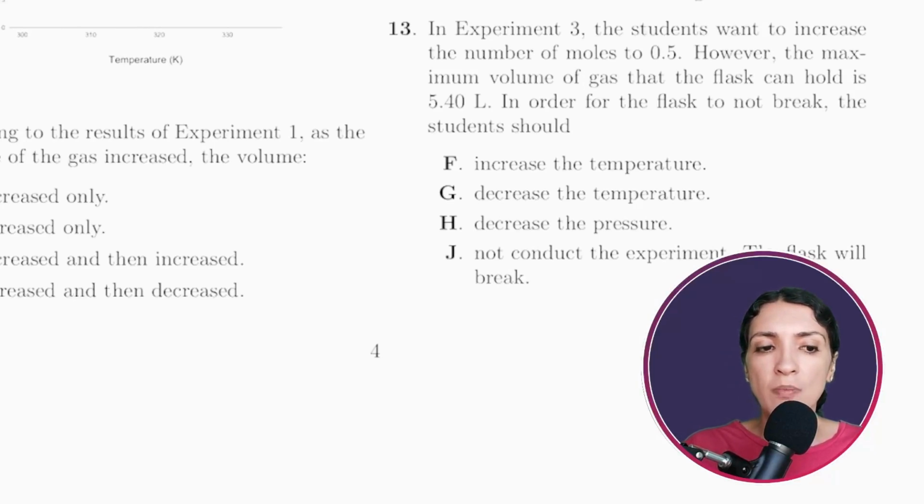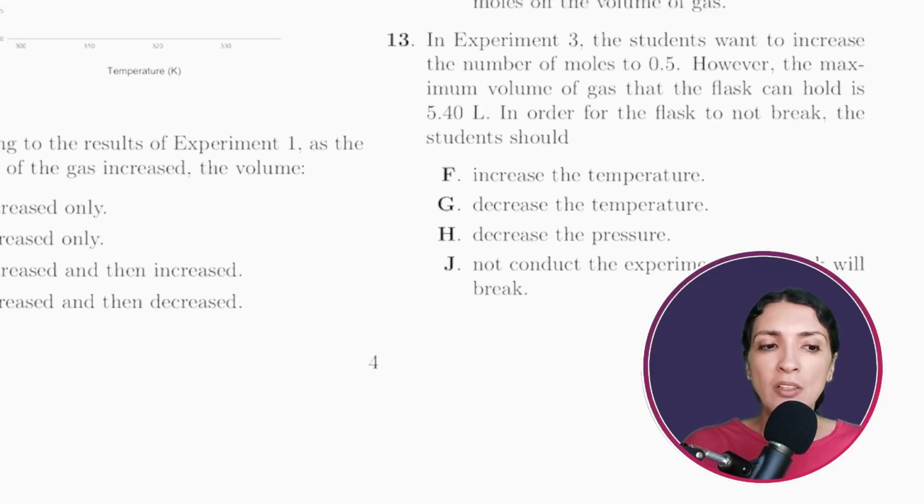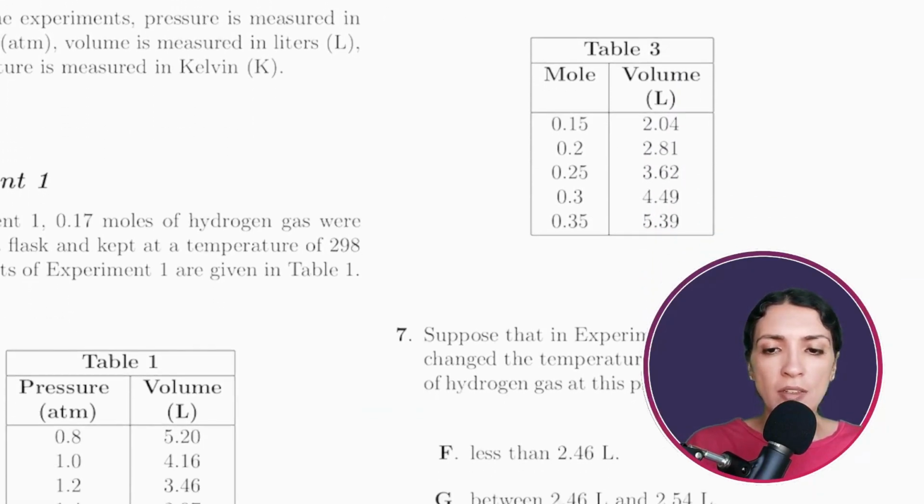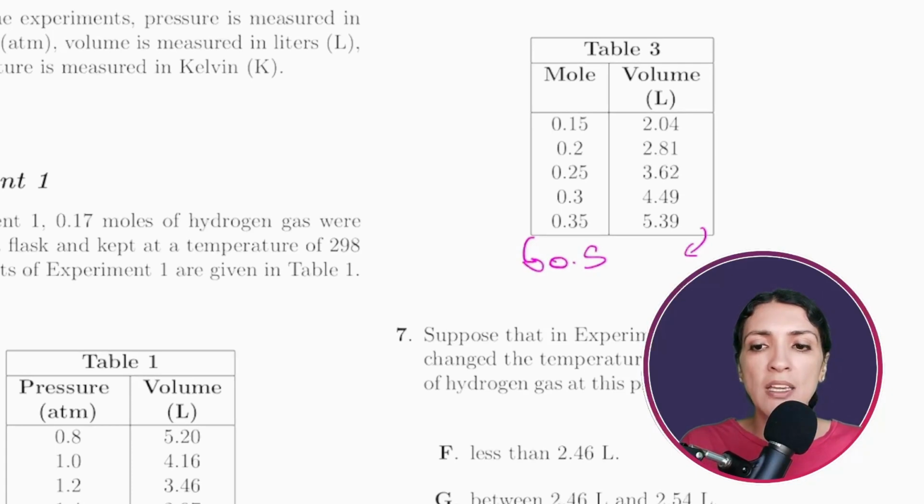It's in regard to experiment 3, but we need to draw conclusions from the other experiments in the study. So we're told that the number of moles, we want to increase it to 0.5, but that the volume needs to be kept less than 5.4 liters. So let's look at experiment 3 and see what's going on. So yeah, if this mole was increased to 0.5, the volume would be more than 5.4, which would break the flask. We're asked, how can we drop the volume?